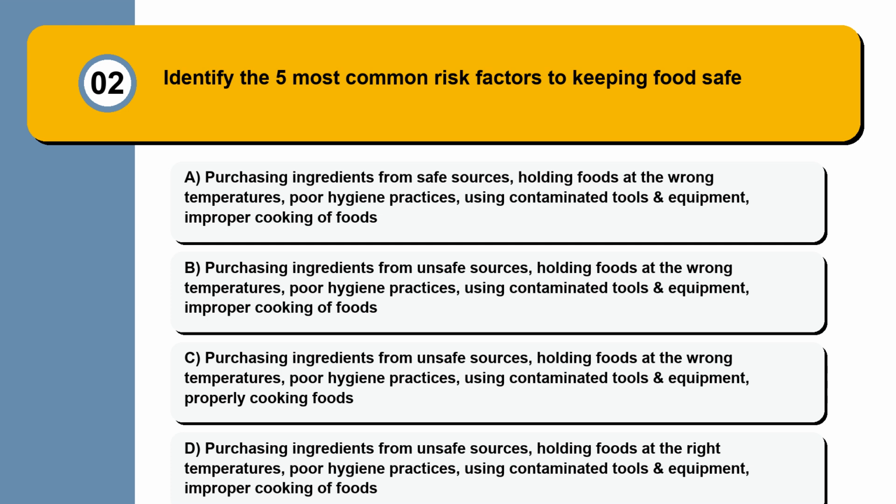Question 2. Identify the 5 most common risk factors to keeping food safe. Purchasing ingredients from unsafe sources, holding foods at the wrong temperatures, poor hygiene practices, using contaminated tools and equipment, improper cooking of foods.